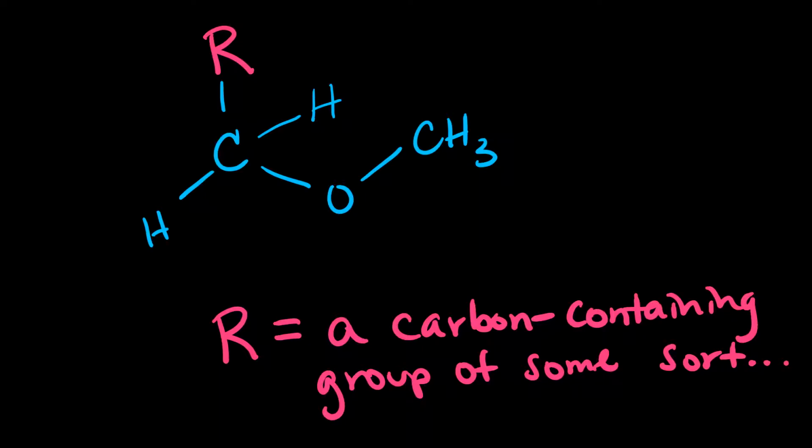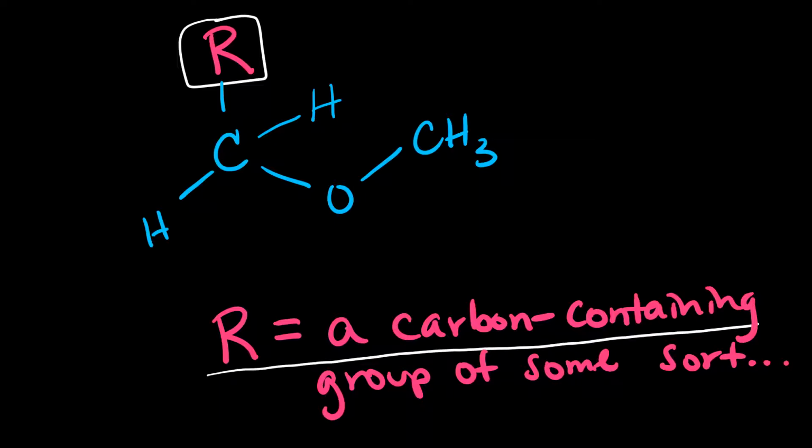I want to make a note that you're going to start seeing this notation where R is used as a symbol. So when you see a symbol like this on a carbon, it's telling you that there is some carbon-containing group of some sort. That's what the R is representing. That can be any number of things, but we will use this notation all of the time in this class.